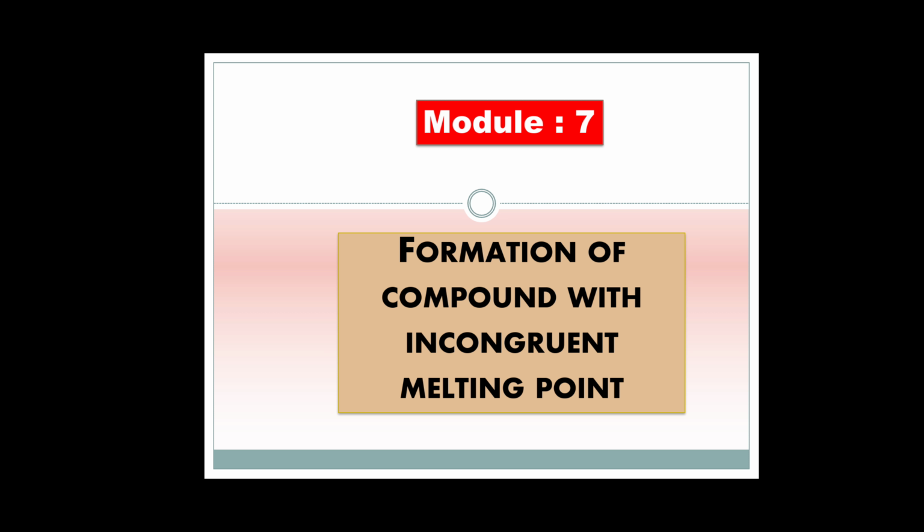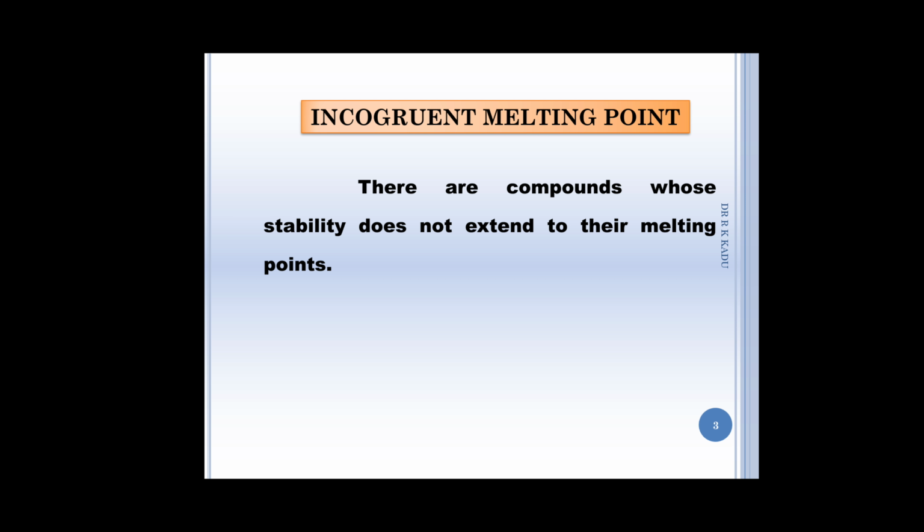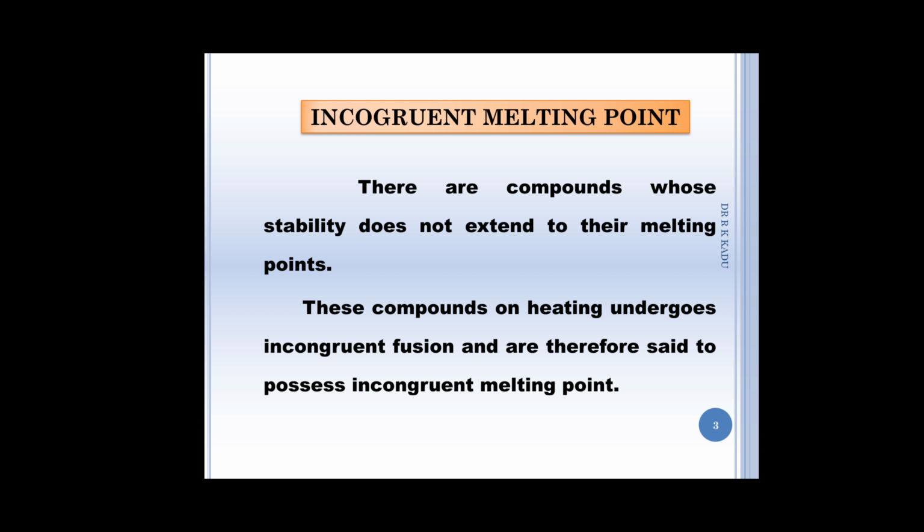Hello everyone. In this module number 7, we will study formation of compound with incongruent melting point. So basically we should know what is meant by the incongruent melting point. There are compounds whose stability does not extend to their melting points. Hence, these compounds on heating undergo incongruent fusion and are therefore said to possess incongruent melting point.